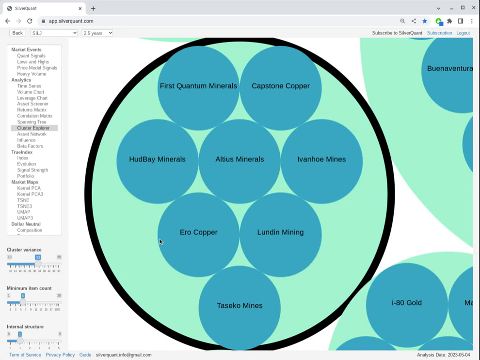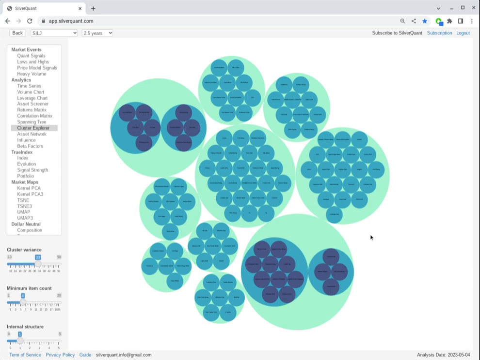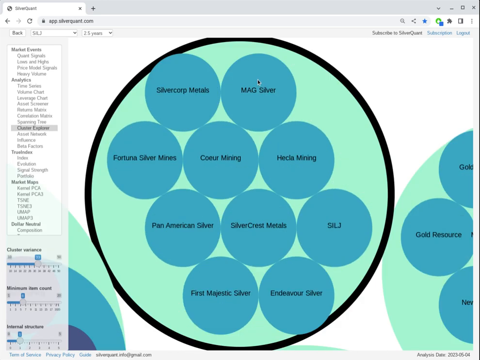Okay, we've got Arrow Copper, Capstone Copper, First Quantum Minerals. Okay, again, now it's isolated the copper miners. What are copper and uranium miners doing in SilverQuant? Well, like I said, we have a lot of miners here, and some of them do have exposure other than the precious metals. However, the vast majority of them are focused on the precious metals. So let's just keep going.